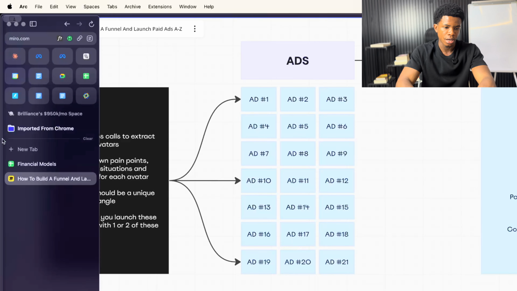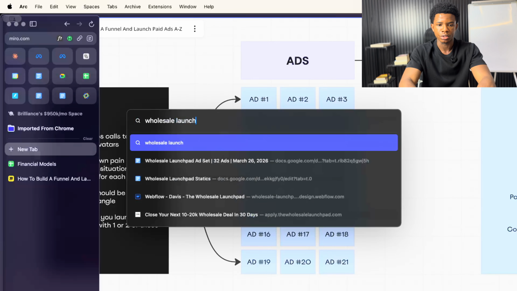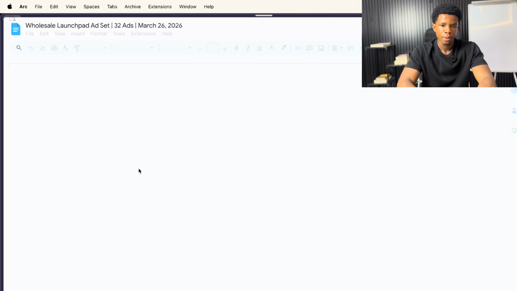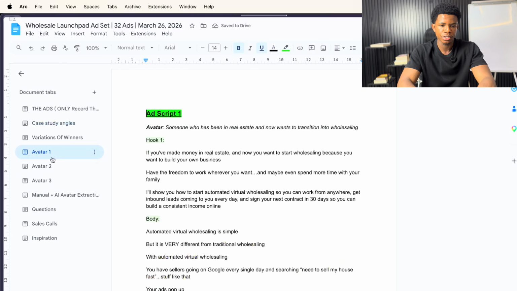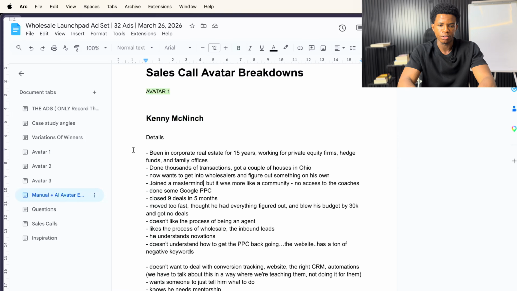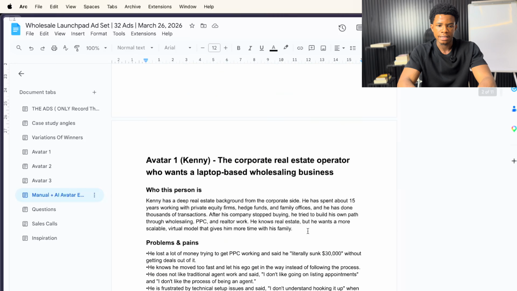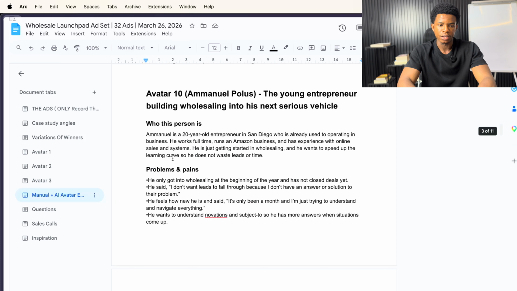I'm going to show you an example of what this looks like, right? So let's open this, and let's see what some of these look like. So you can see right here, we have avatar breakdowns. You can see this is Kenny, and you can see we have all of these details. We have the desires and outcomes. You can see this right here as well. And you can see who this person is, the problems and pains.